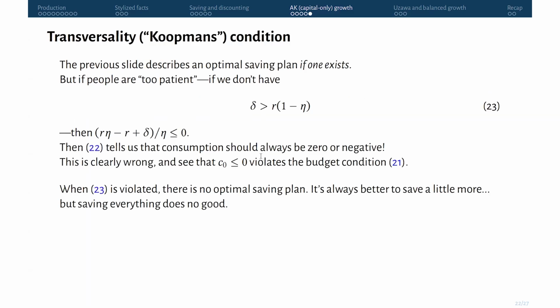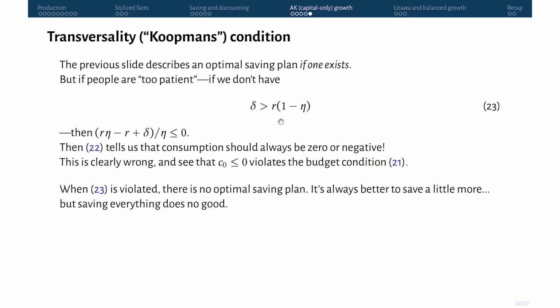And what's going on is that when this condition is violated, when people are too patient, there just is no optimal saving plan. The thing is, however much you save, it'll always be better to save a little bit more until you save everything, and that does no good at all because you never get to consume.